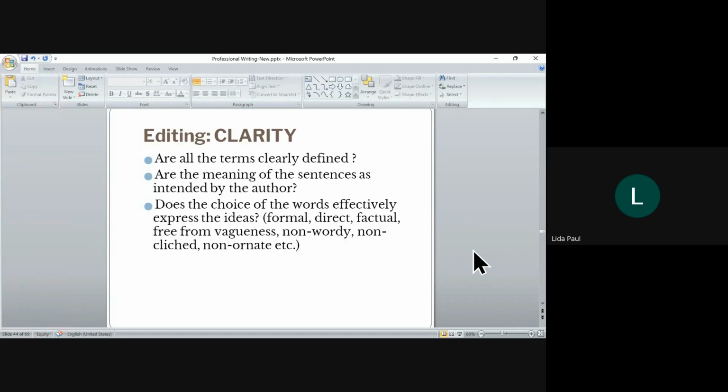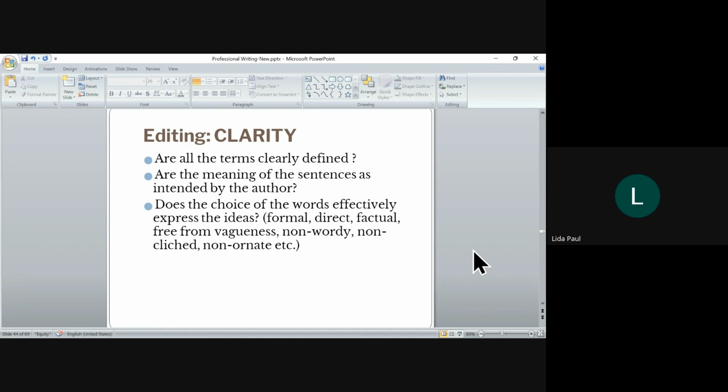Vagueness in writing. Can you give me a few examples of vagueness? What do you think, just give me a few expressions that can make your writing vague, according to you. What are some of the expressions that you think can make your writing vague? Using stuff, and using different types of, okay, good. Yeah, this is also there in that lecture, right?